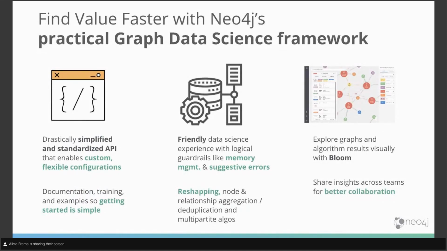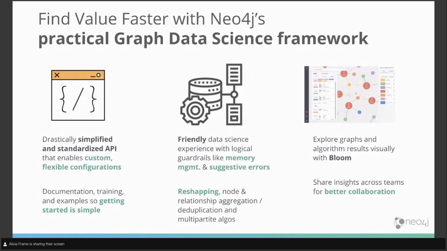Wrapping all of this up, kind of the bow on the package, is we've spent a lot of time simplifying and standardizing our API. So it's really easy to get up and running. If you want to do graph data science, you learn the syntax once. We have training, documentation, and examples, so you can get started. We spent a lot of time on making it really hard to do things that are wrong.